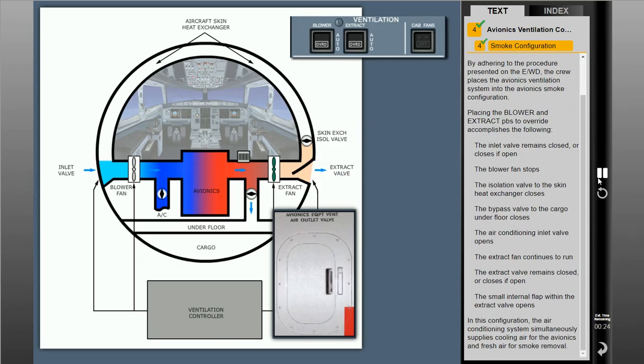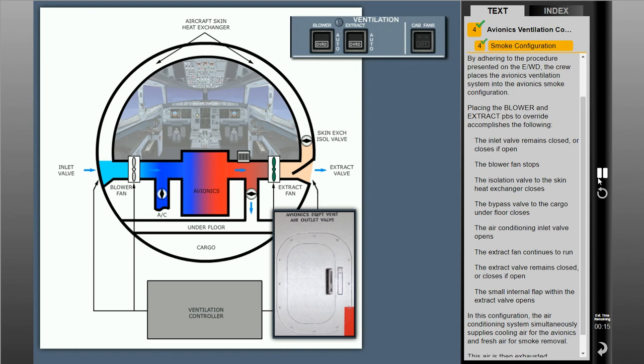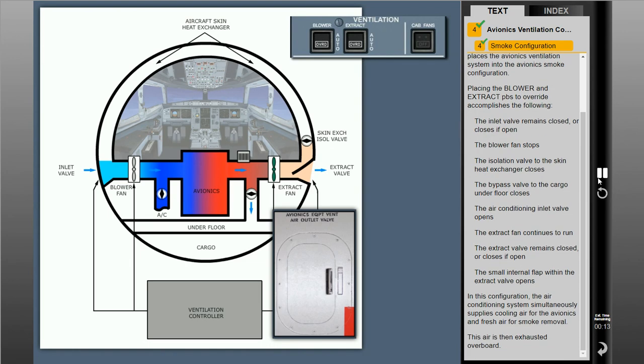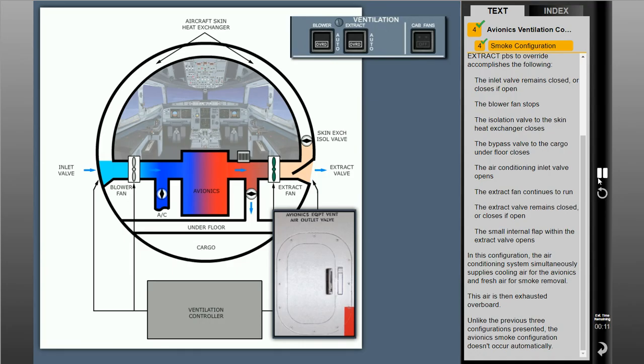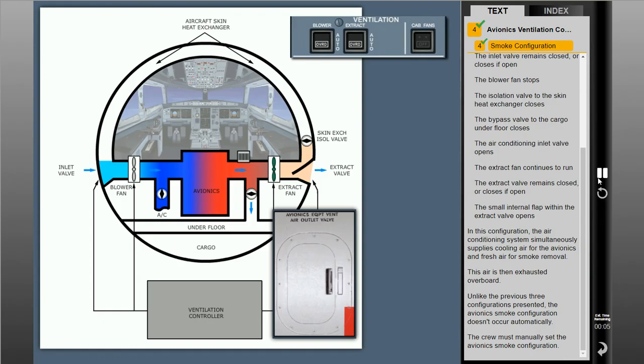In this configuration, the air conditioning system simultaneously supplies cooling air for the avionics and fresh air for smoke removal. This air is then exhausted overboard. Unlike the previous three configurations presented, the avionics smoke configuration doesn't occur automatically. The crew must manually set the avionics smoke configuration.